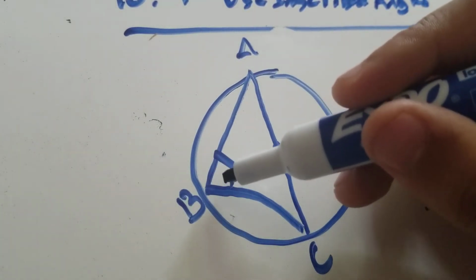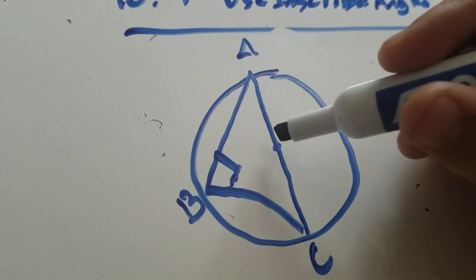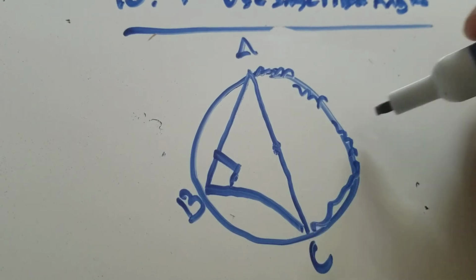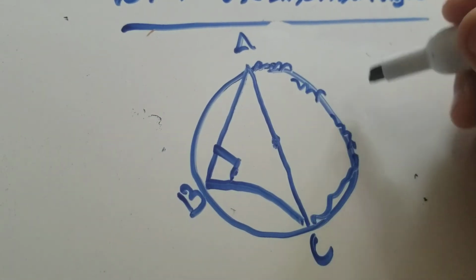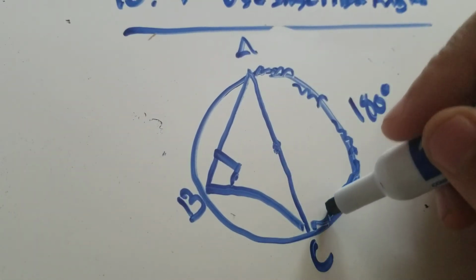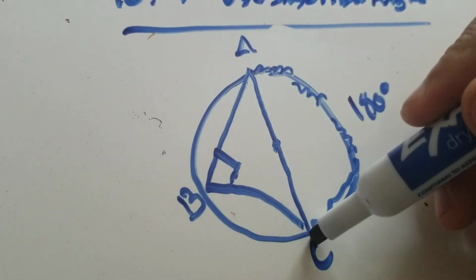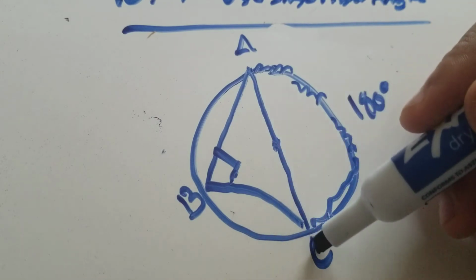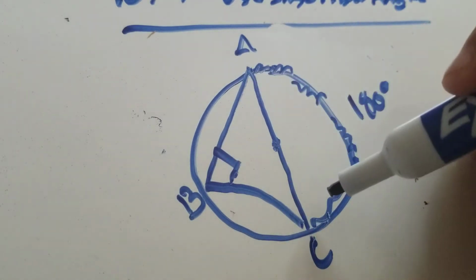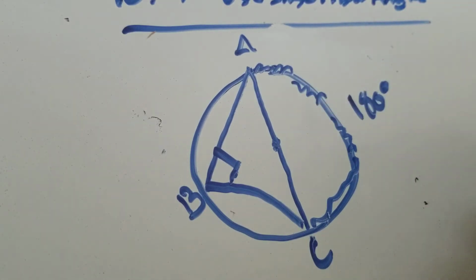If this angle here is 90 and made it a right triangle, that means the arc measurement has to be twice as much as 90, or 180 degrees. If this is 180 degrees, that means the line from A to C has to be a straight diameter. So that's the reasoning. If you have a right triangle, you know the hypotenuse is the diameter.